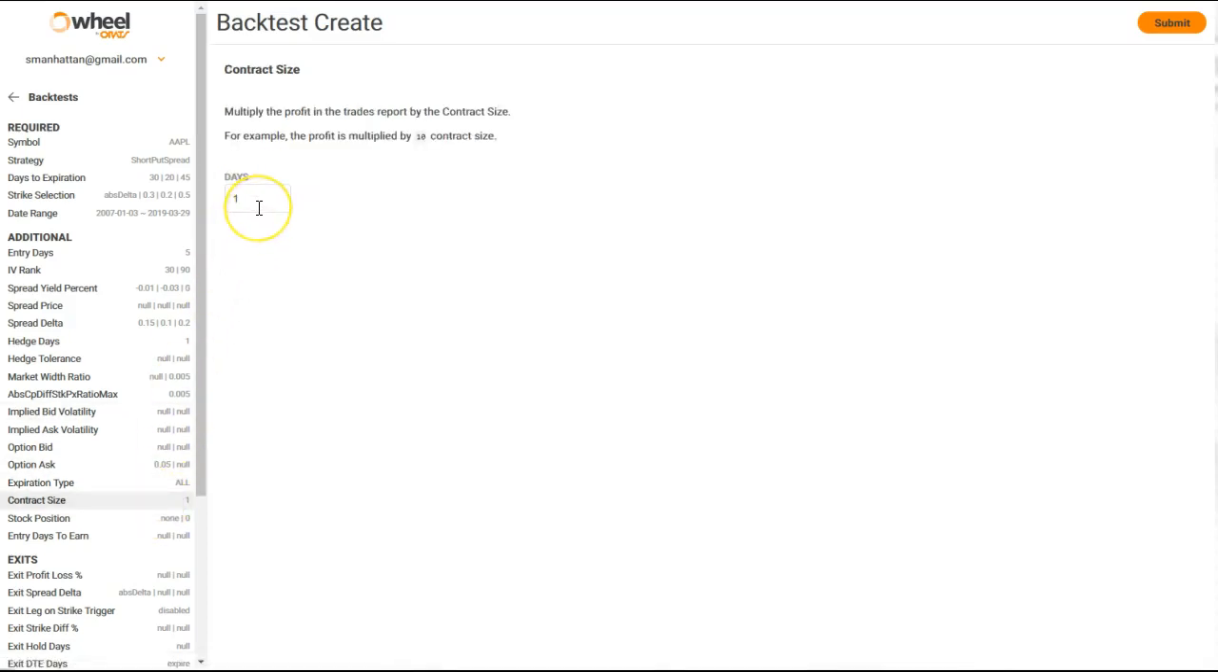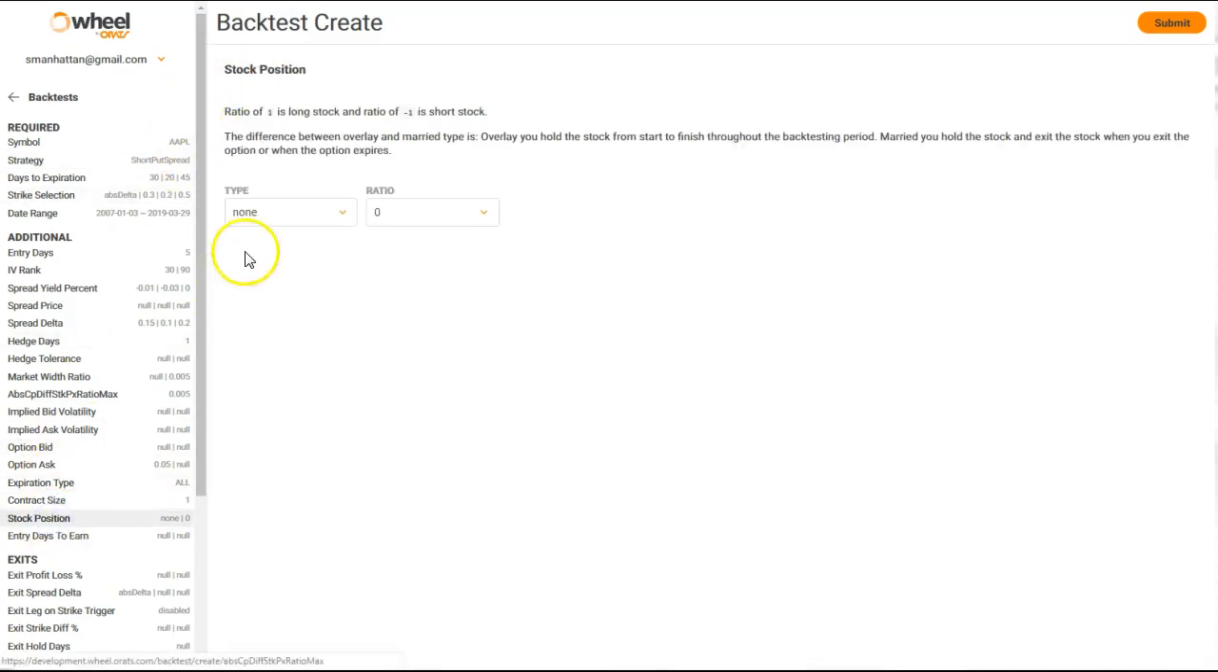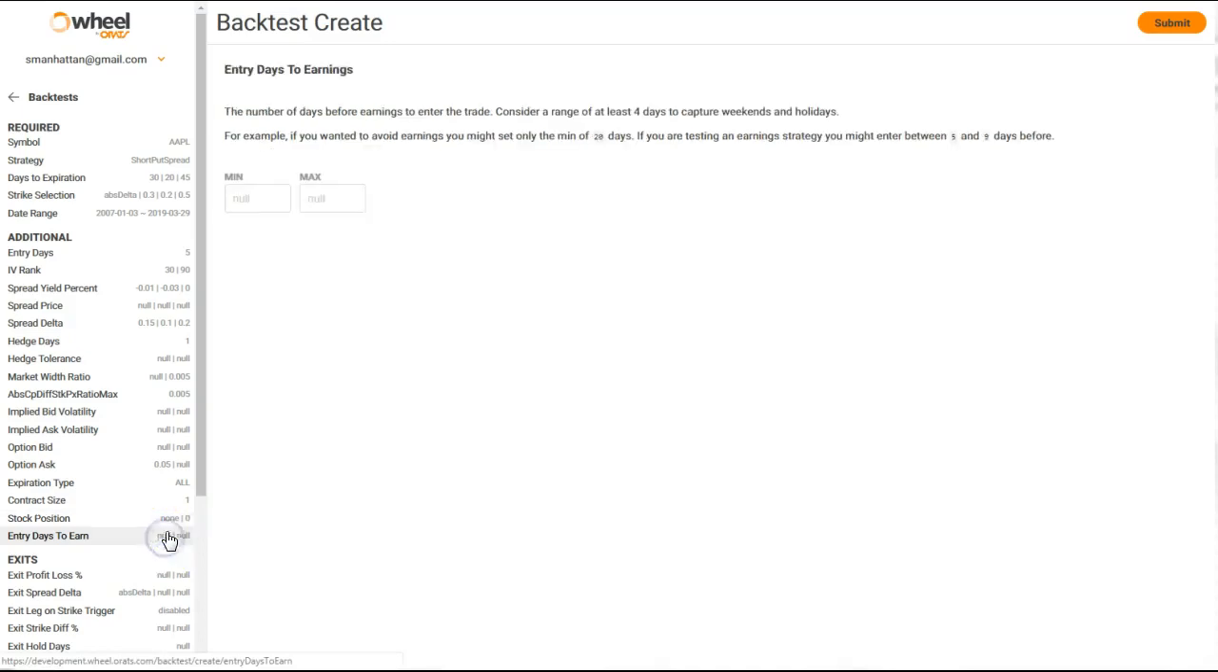Contract size, you could say how big these contracts would be. Stock position, whether you want to put an overlay, which is always having a stock position on, or married, which marries to the actual option, so it only is there when it's married to the option.